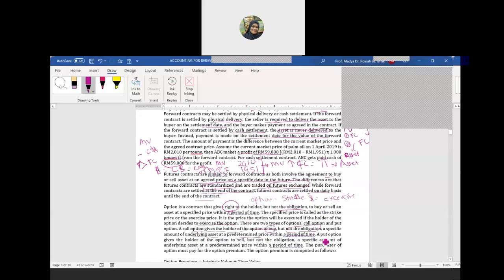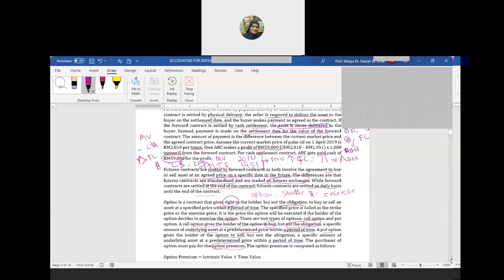The put option gives the holder the option to sell, but not the obligation, a specific amount of underlying asset at a predetermined price within a period of time. The purchaser of the option must pay the option premium. This is the difference between options and other derivatives: for an option, we need to make a certain initial outlay. You need to pay to buy the option, and this payment is what we call the premium.